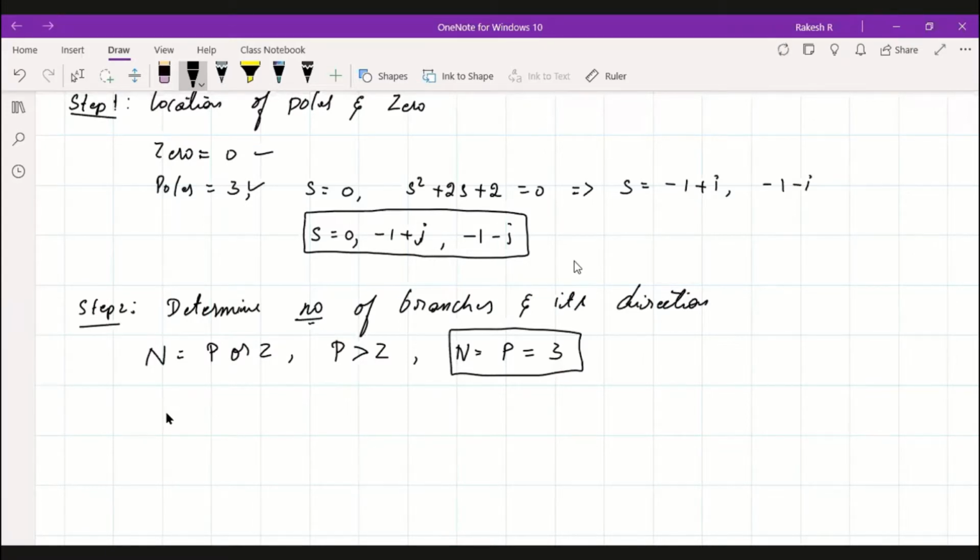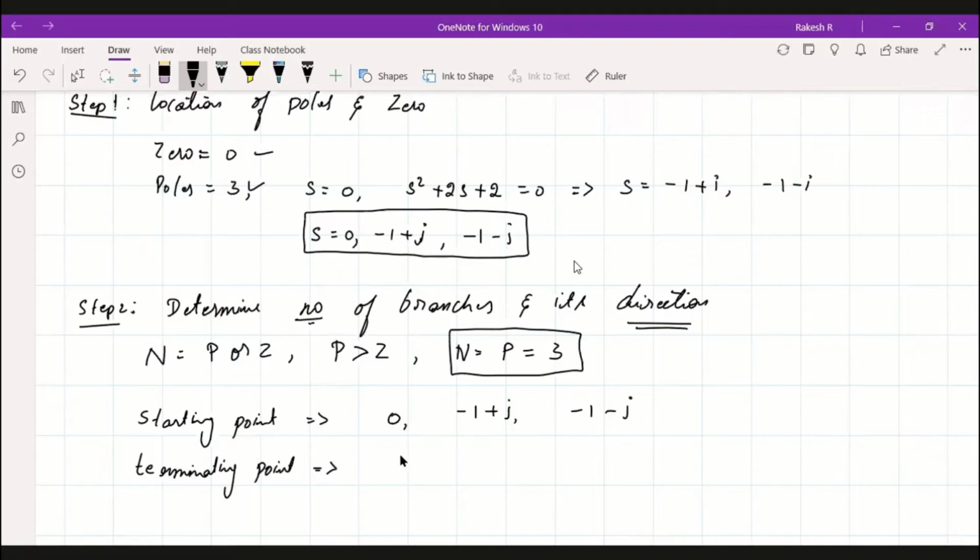Now we need to find out the direction, how it is moving. The starting points of the branches will be the roots of the poles, that is 0, minus 1 plus j, and minus 1 minus j. These are the three starting points. Those are the poles. And terminating points will be the zeros. Zeros we don't have, so I can write directly as infinities. Three terminating points, that is infinities, and three starting points.